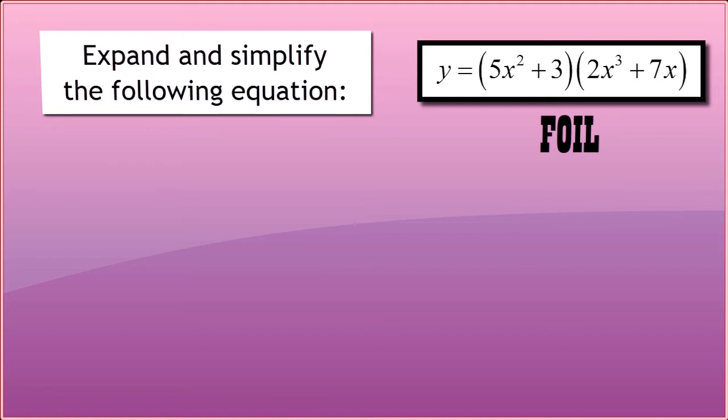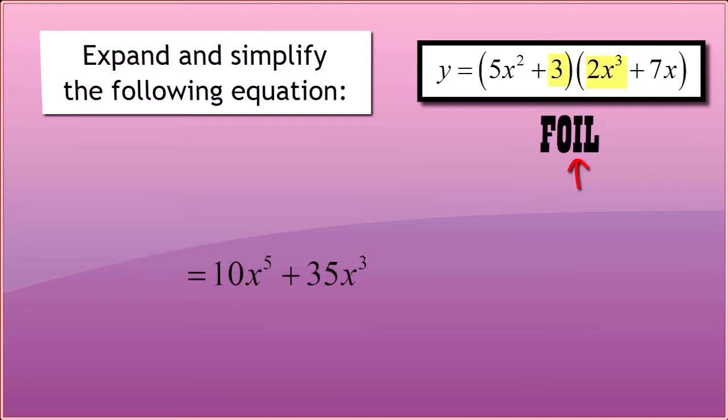Multiply the first terms together. Since they have the same base, we can add their exponents. The result is 10x to the 5. Multiply the outer terms together. They also have the same base, so we can add their exponents. The result is 35x cubed.